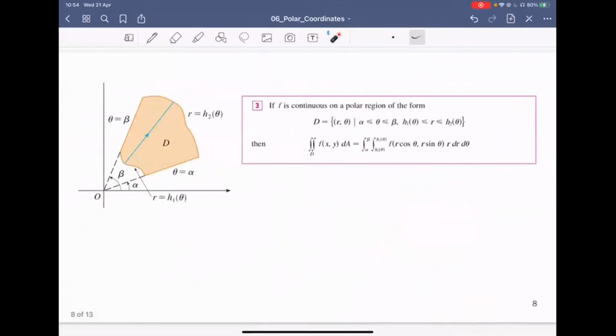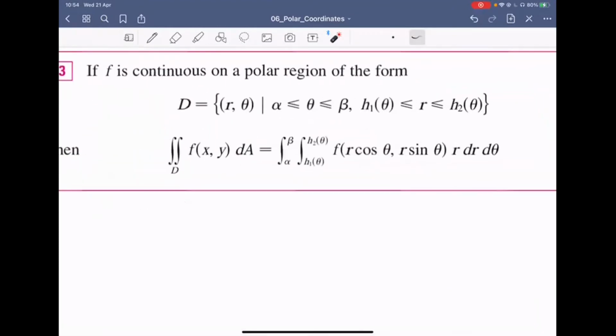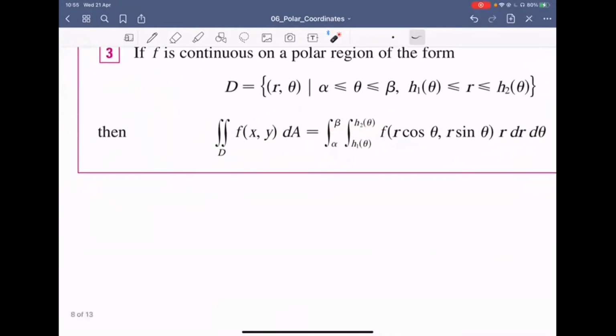In general, if you have the curve r equal to h1 of theta, r equal to h2 of theta here, and you know that you have to integrate from this line to this line, we just integrate r from the bottom curve to the top curve. You're going to integrate r dr, r from h1 of theta to h2 of theta, and your theta is going to be alpha to beta as well.